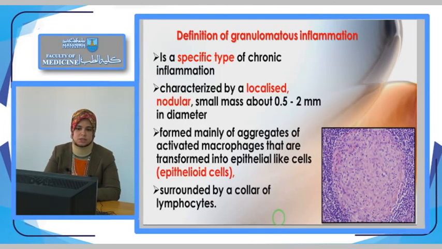Again, what is the definition of granulomatous inflammation? It is a specific type of chronic inflammation. So we said chronic inflammation, when it is specific, is called granulomatous inflammation. It is characterized by localized nodular small masses ranging in size from 0.5 to 2 millimeters in diameter, formed mainly of, as we said so we don't memorize, chronic inflammatory cells which are macrophages and lymphocytes. These granulomas are formed mainly of aggregates of activated macrophages that are transformed into epithelial-like cells called epithelioid.